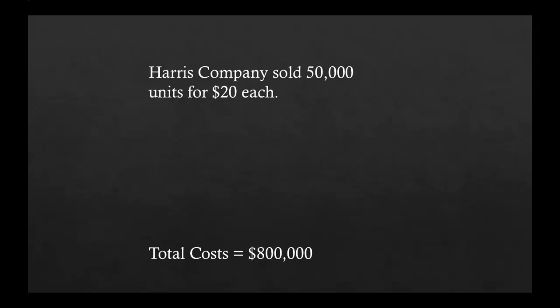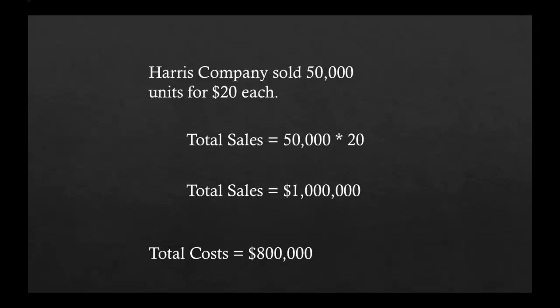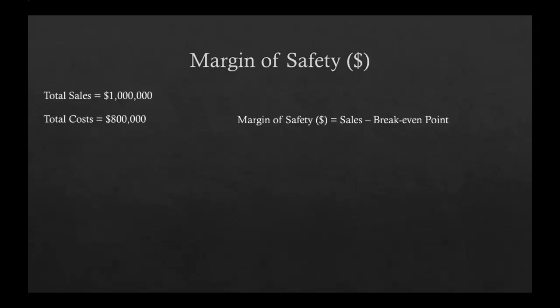So we have some calculations we have to do first. We need to figure out how much they made in sales. So they sold 50,000 units for $20 each. So your total sales will be those two amounts multiplied together. So 50,000 times 20 gives us a total sales amount of $1 million. So we have everything that we need to start figuring out our margin of safety.